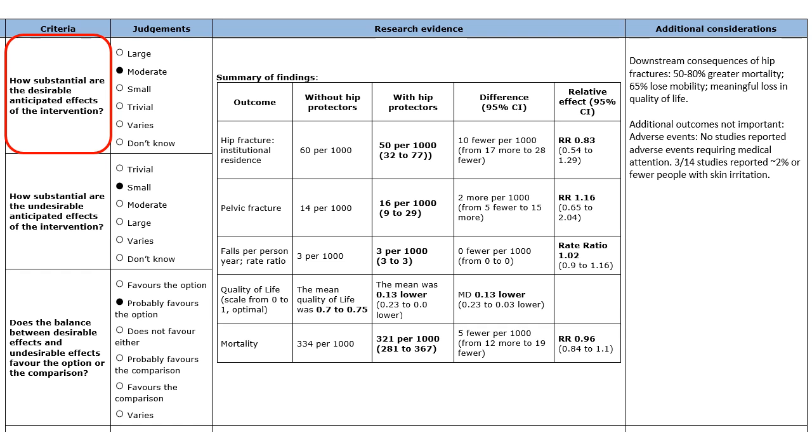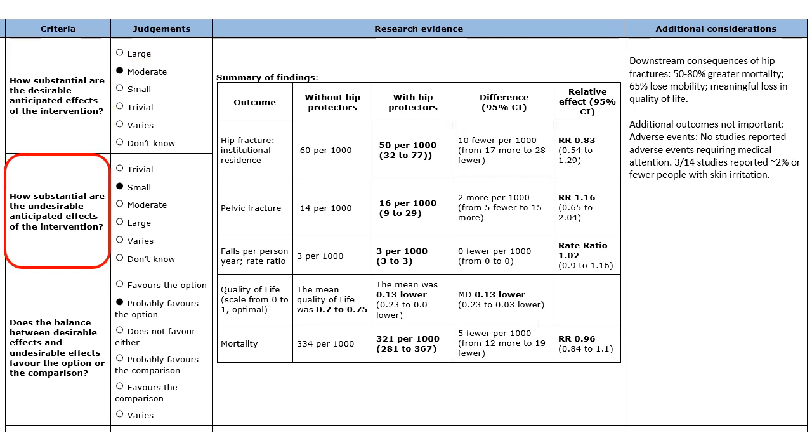Next, the panel considered whether the benefits outweighed the harms. But first they answered how substantial are the desirable effects. In this case they looked at the reduction in hip fractures, which was 10 fewer when wearing hip protectors, and mortality, which was 5 fewer deaths when wearing hip protectors. And they decided that the desirable effects were moderately substantial.